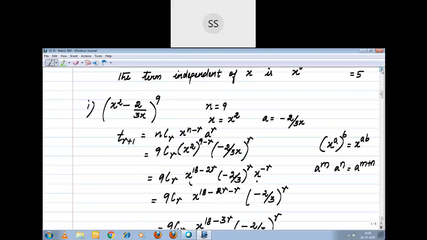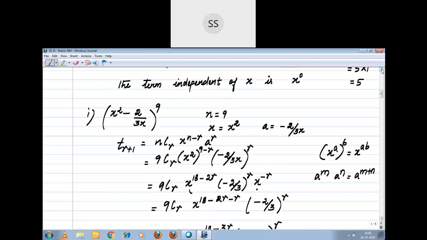Here your first term is x square, so I wrote it as x is equal to x square. Second term a, that is minus 2 divided by 3x. You should take along with the symbol if it is negative, right? Positive means it won't be affected. Now n equal to 9. Then 9Cr x square the whole power 9 minus r, minus 2 by 3x the whole power r. Then I have applied the law of exponent. I simplified, right?